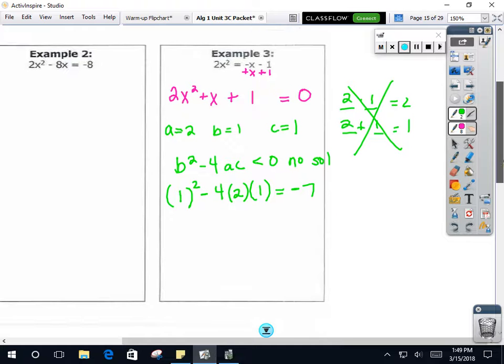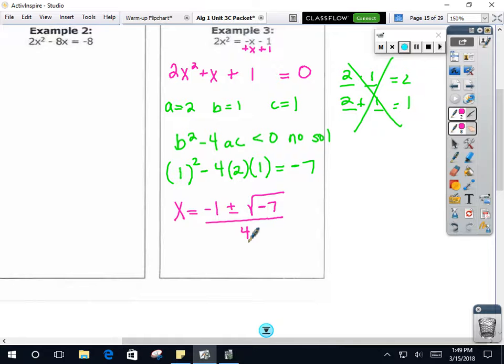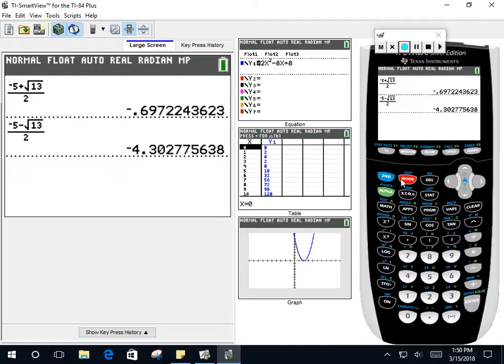Okay, now let's see why that would happen. When you continue on with the quadratic formula, x equals negative b, that would be a negative 1, plus or minus the square root of b squared minus 4ac, which we now know is negative 7, all divided by 2a, which will produce a 4. In your calculator, type in the square root of negative 7.